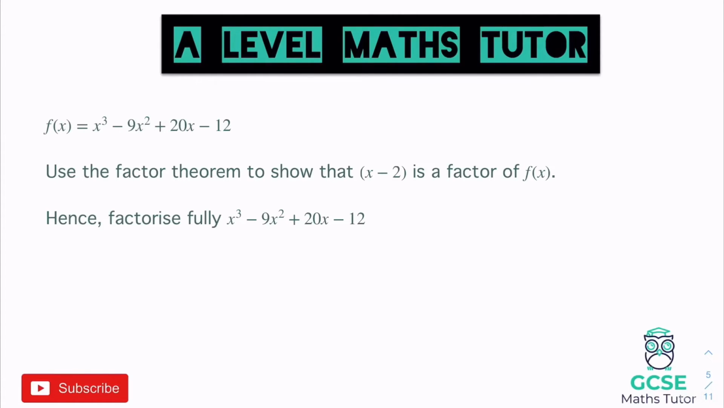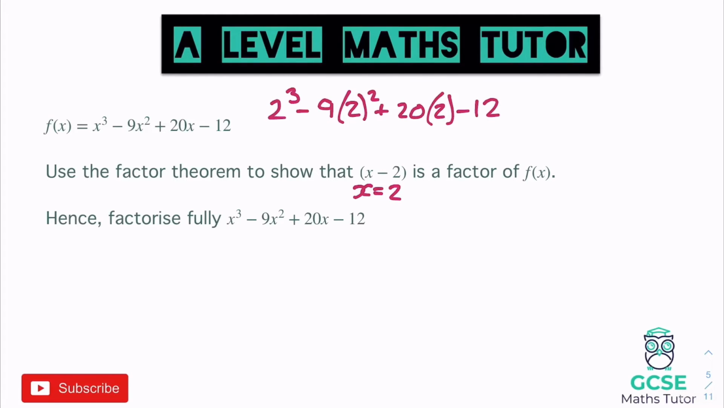So the first bit's nice and easy, we've just looked at that. For that one there, x has to equal 2. So if we sub 2 in, and we'll do this up here, we get 2 cubed minus 9 lots of 2 squared, plus 20 lots of 2, and then minus 12.